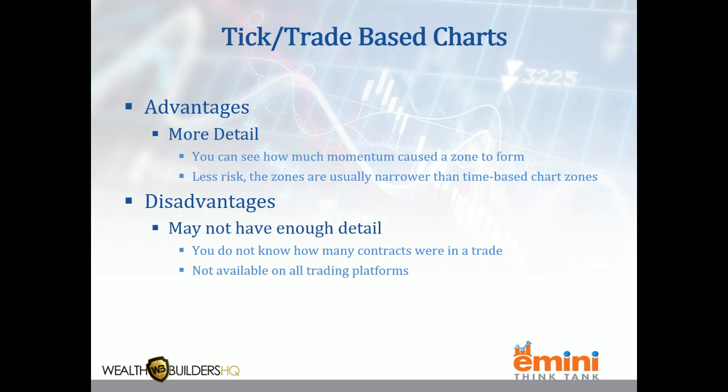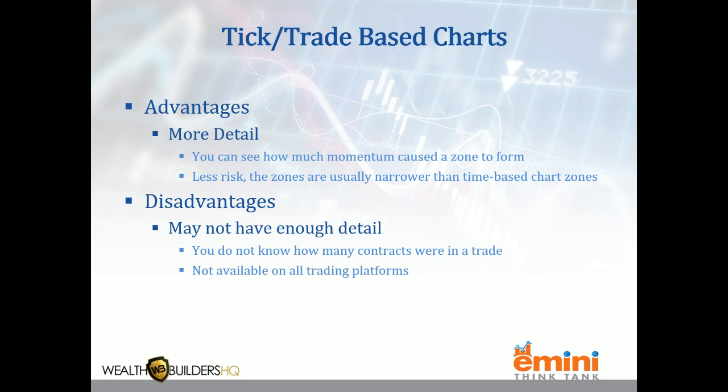The drawback of this is we don't necessarily know how many contracts were traded during that particular move. We know how many trades took place, but as you saw earlier, a trade could be 1 contract, 5 contracts, 30 contracts. We don't know. So that's the only disadvantage in using these charts: you don't know exactly how much volume pushed price. You know how many trades pushed price, but that was it. And you may not have it available. Some platforms have it, some don't.